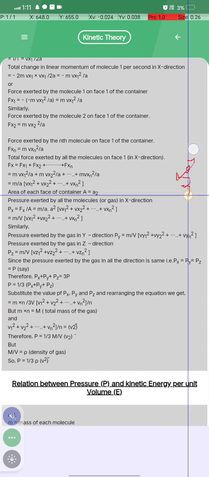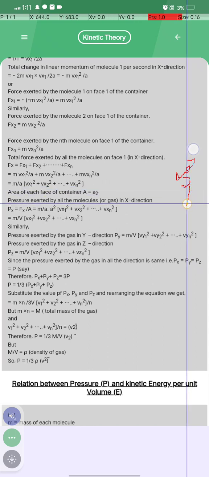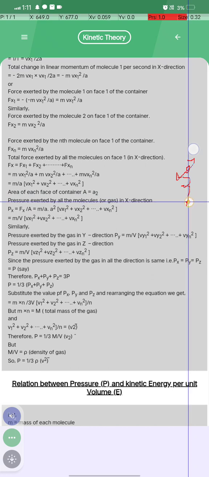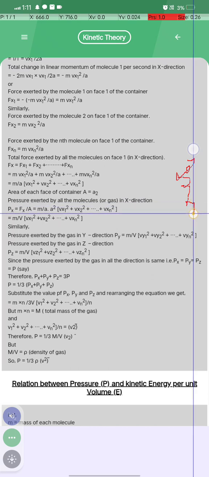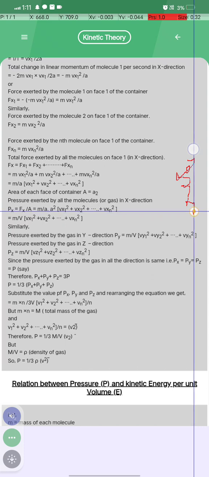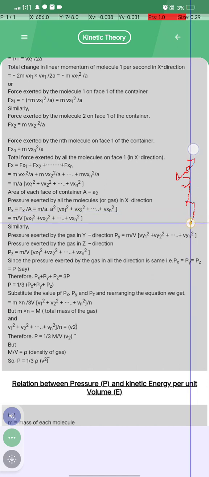Area of each face of a container is equal to a squared, and the pressure exerted by all molecules of gas in the x direction px is f x by a, which is m by a cubed (vx1 का स्क्वायर प्लस vx2 का स्क्वायर प्लस ... प्लस vxn का स्क्वायर).